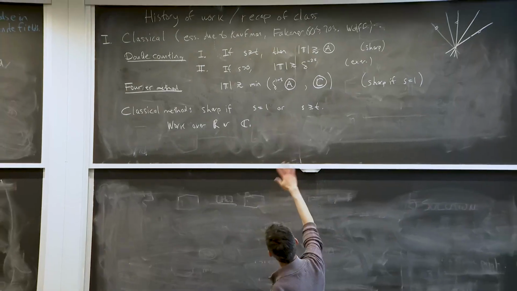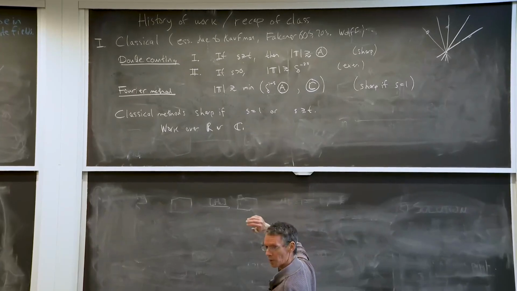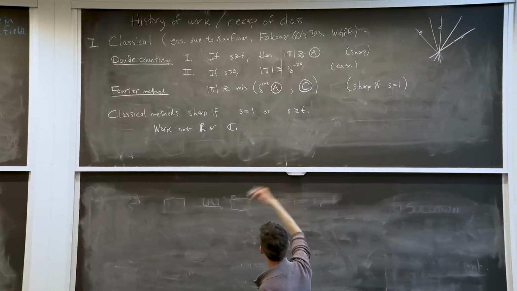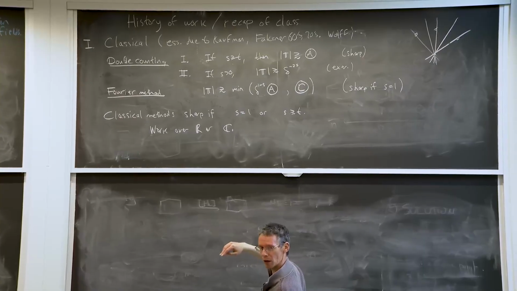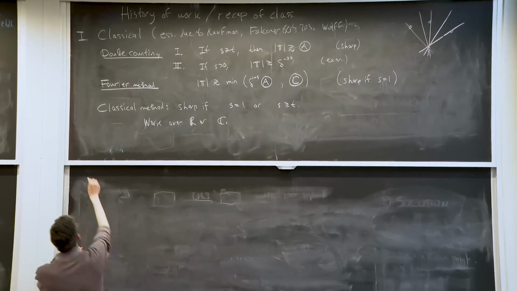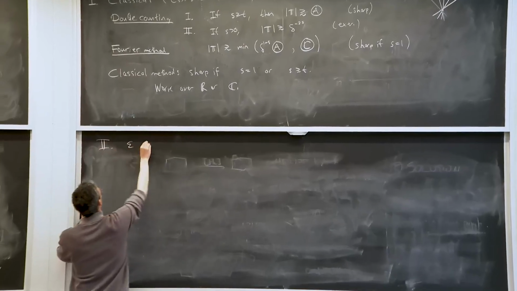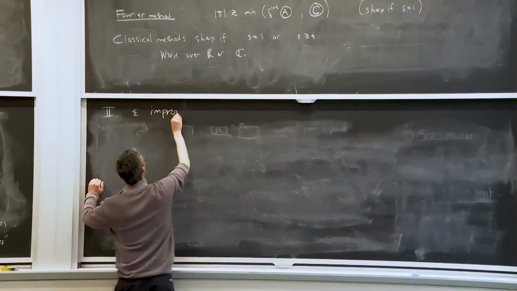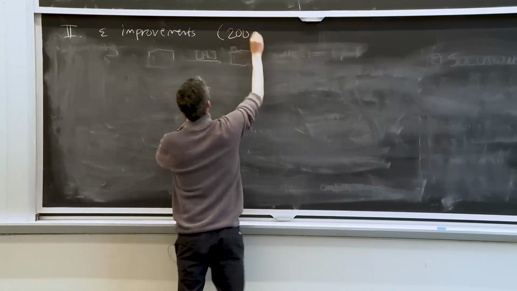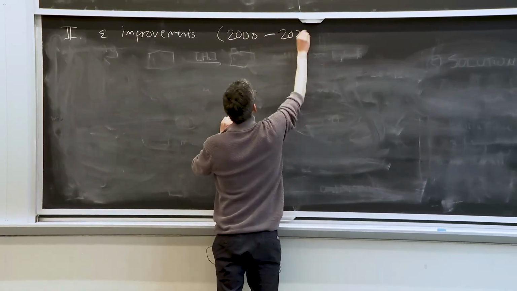So for quite a while, actually, there really was no progress on these classical methods. These classical methods are from the 60s and 70s. Wolff adapted them to a slightly more general setting. But basically, there was no progress for a long time. And phase 2 is the phase of epsilon improvements. And the dates of this phase are from around 2000 to very recently.